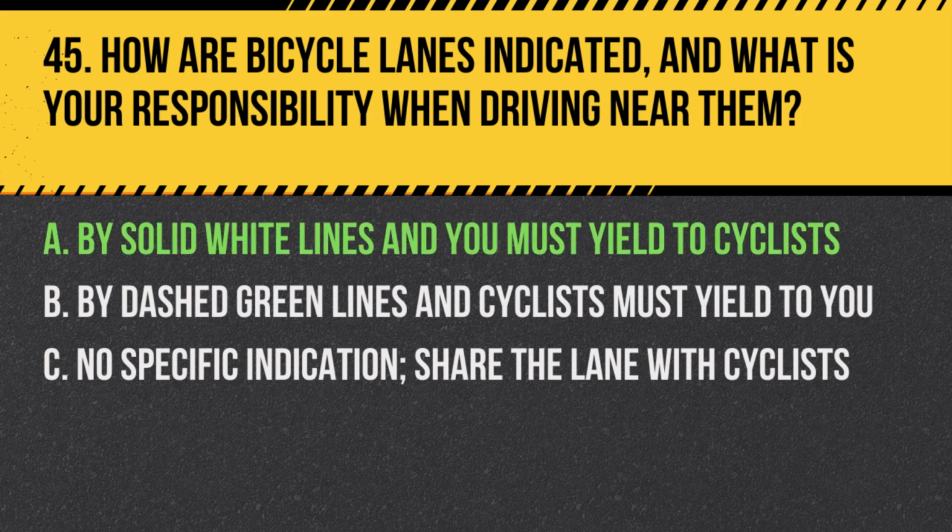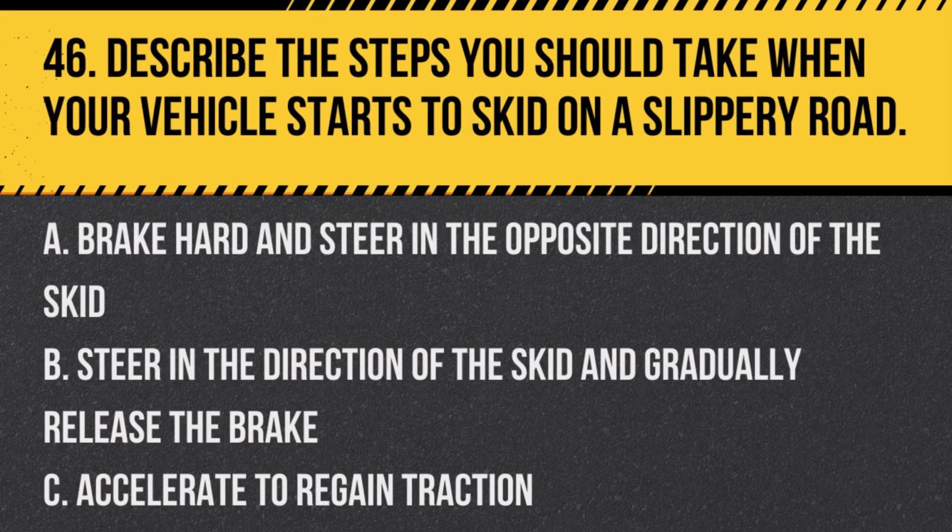Answer. A. By solid white lines, and you must yield to cyclists. Drivers should always look out for and yield to cyclists in designated bike lanes. Question 46. Describe the steps you should take when your vehicle starts to skid on a slippery road.